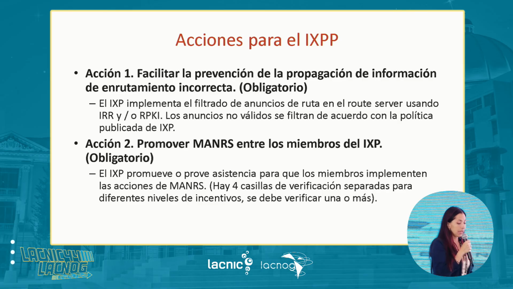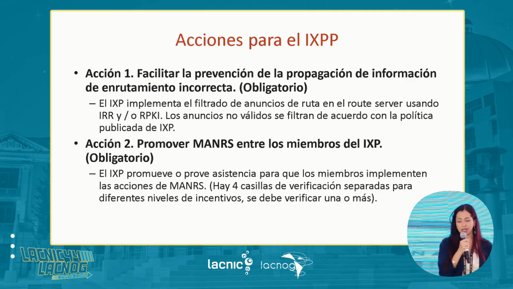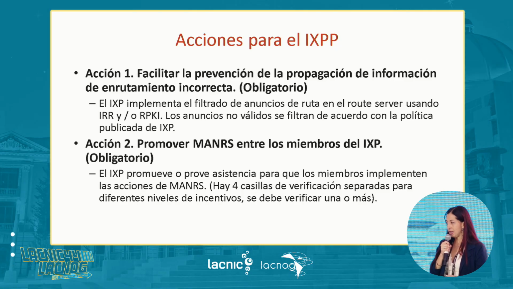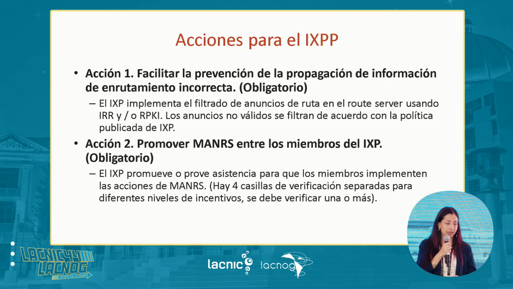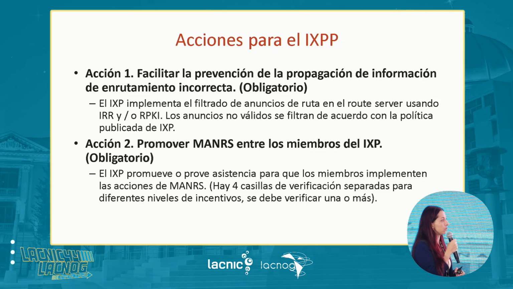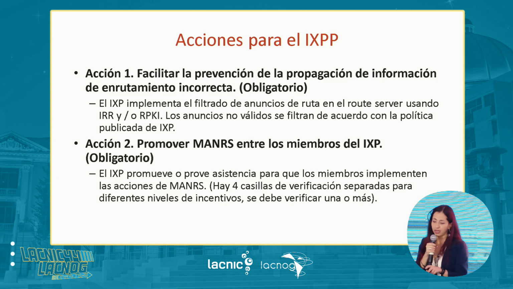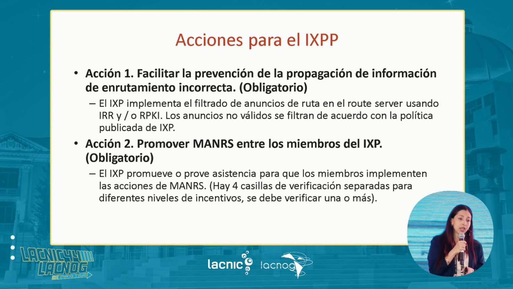The first of which is to facilitate the prevention of the dissemination of incorrect routing information. That includes filtering the route ads in the route server using the RIRs or the RPKI. The non-valid announcements are filtered following the public policy published by the IXP.